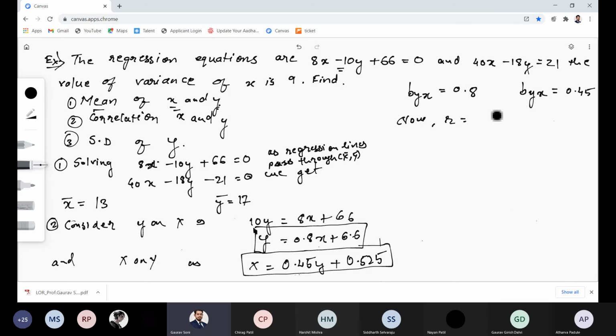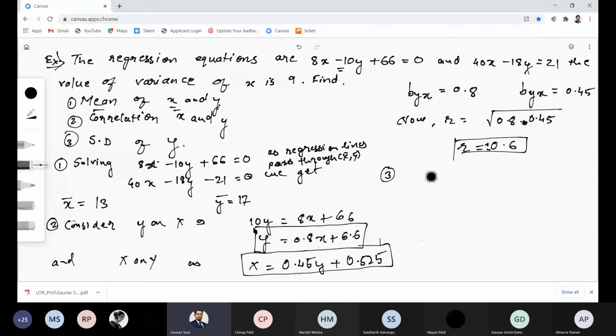Now r is equal to under root 0.8 into 0.45. So r is equal to 0.8 into 0.45, so that is 0.6. Right?